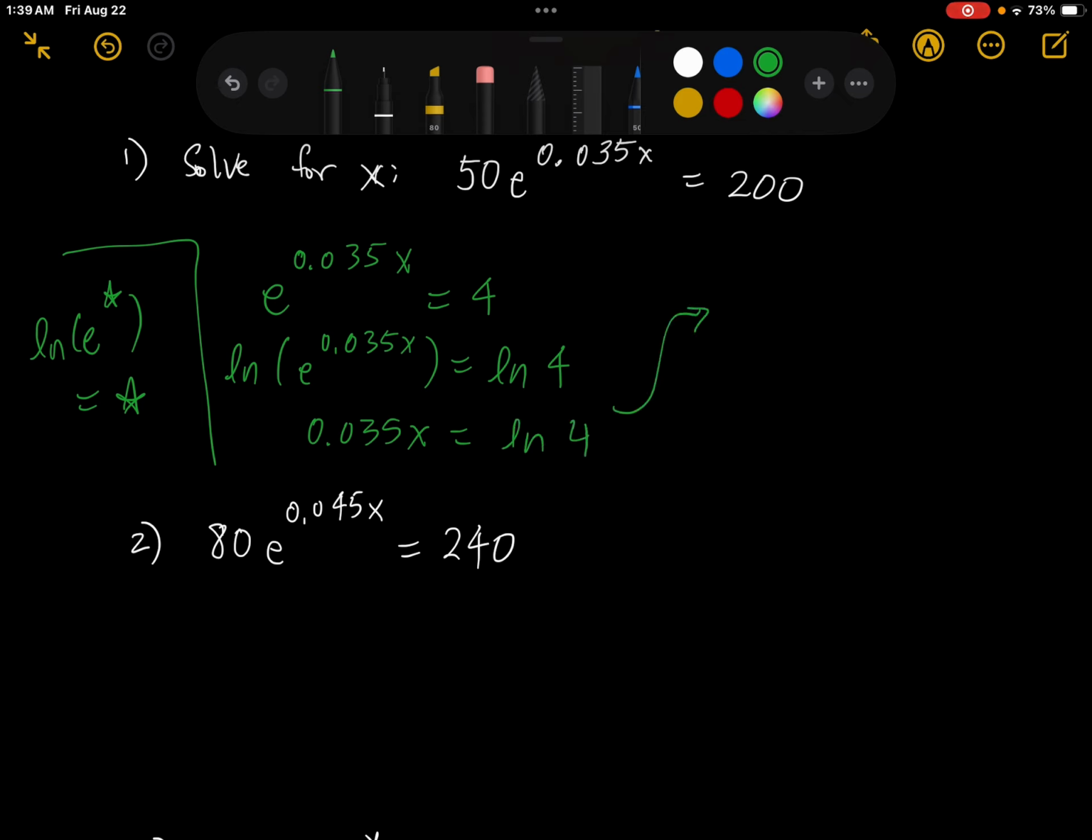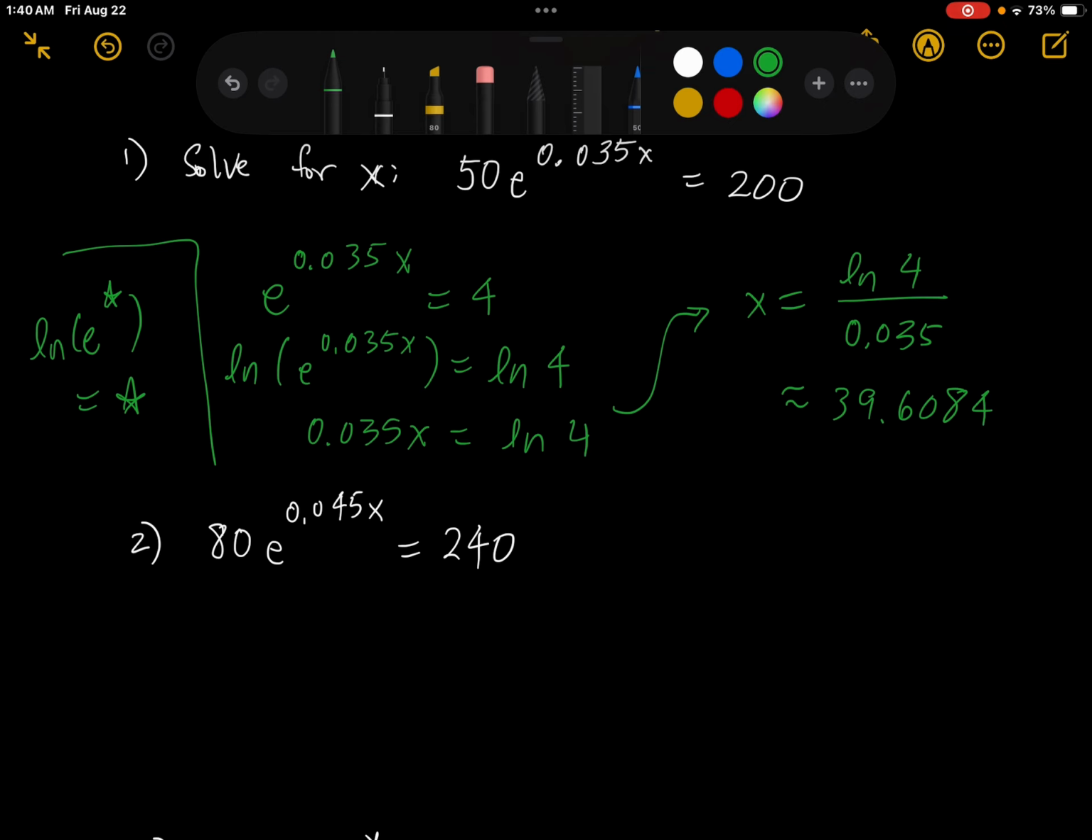And so now, what do we do? We divide both sides by 0.035. So x is natural log of 4 over 0.035. Now that's the exact answer. So if they asked for the exact answer, that's what you would put. But if they want you to give an approximation, you would put it into your calculator, and you will get that it's approximately 39.6084. So I rounded it to 4 decimal places.